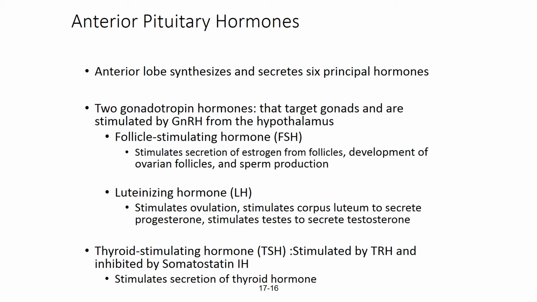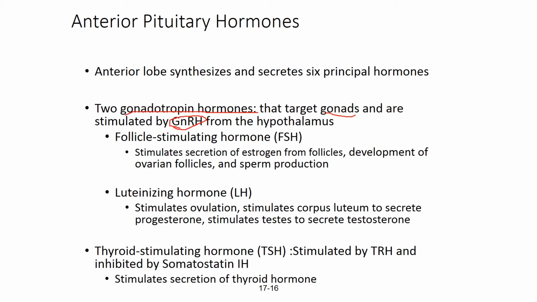Okay, so we're going to take a look at those 6 hormones that are created and released by the anterior lobe. These are the ones that the releasing and inhibiting hormones are going to regulate. First of all, we're going to start off with our gonadotropin hormones. These are going to target the gonads, and they're stimulated by gonadotropin releasing hormone. This is the one that comes from the hypothalamus and regulates their release.